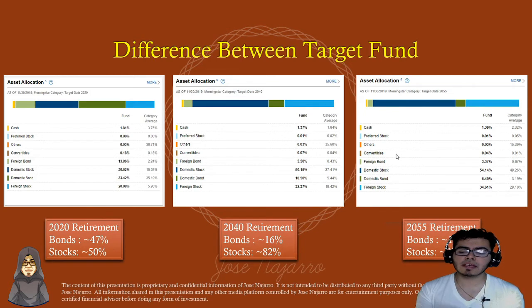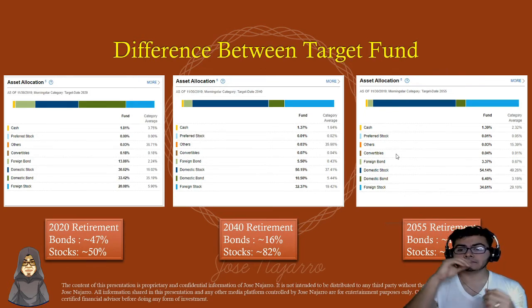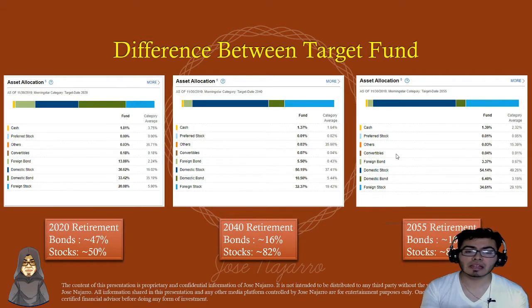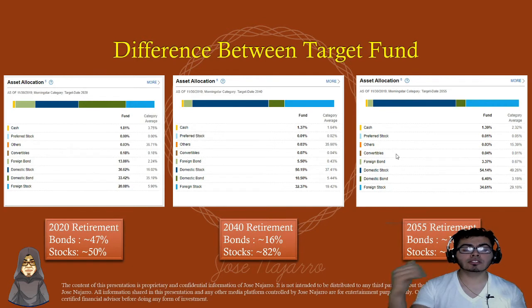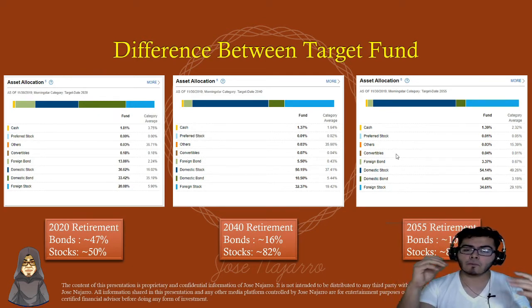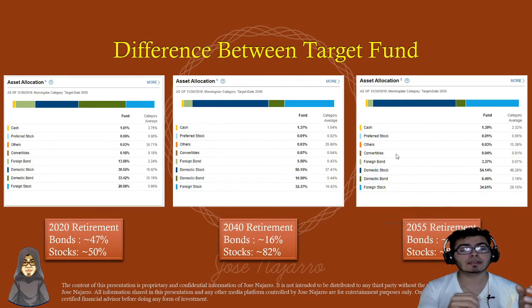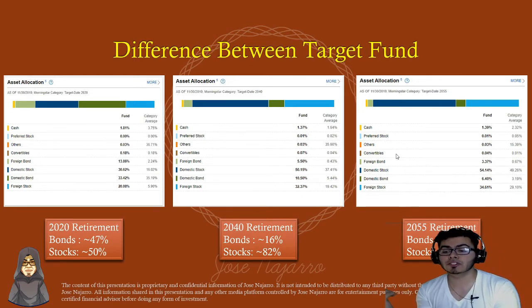The first one is the amount of stock in your portfolio should be 120% minus your age. So let's say I'm 20, it would be 120. I'm 27, but let's just say I'm 30. If I'm 30, it would be 120% minus 30, which gives me 90. So 90% of my account should be in stocks, 10% should be in bonds.